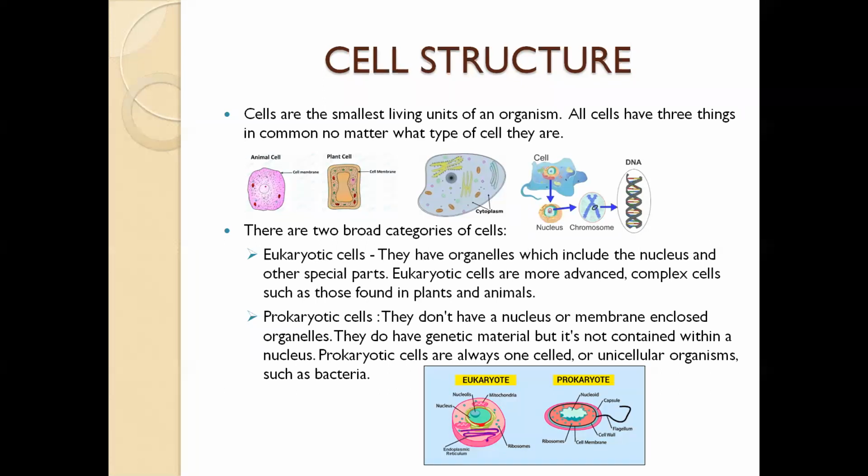Right? There are two broad categories of cells. These are eukaryotic and prokaryotic. Eukaryotic cells are mostly found in more advanced and complex animals and plants. All right? Pag prokaryotic cells naman, they are found in one-celled or unicellular organisms such as bacteria. So wala silang nucleus like eukaryotic cells or membrane-enclosed organelles. Right?